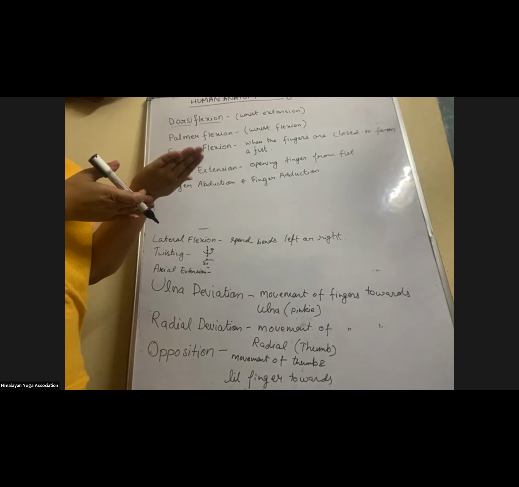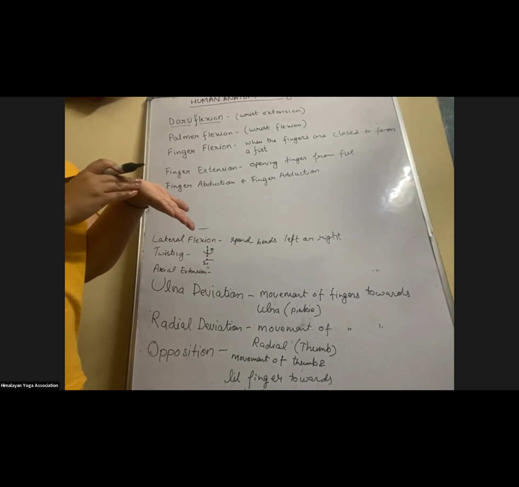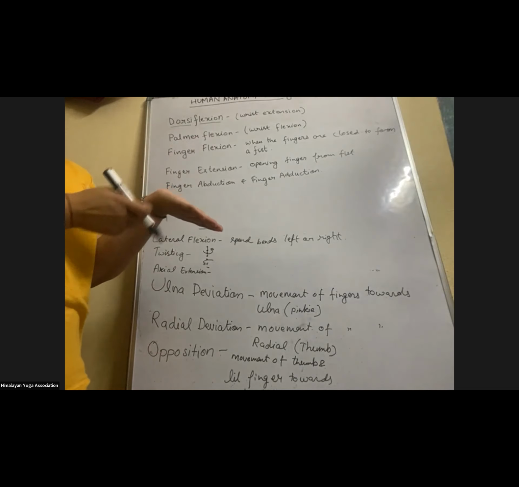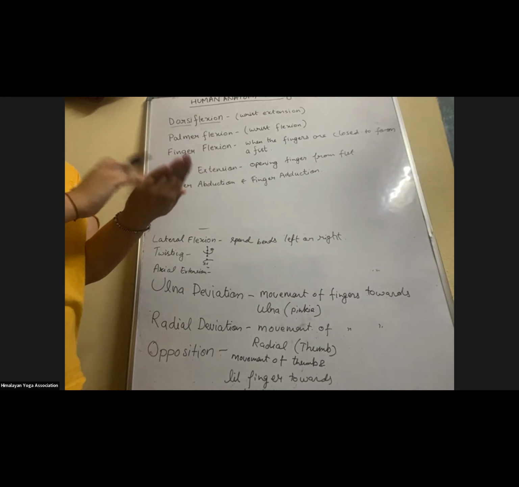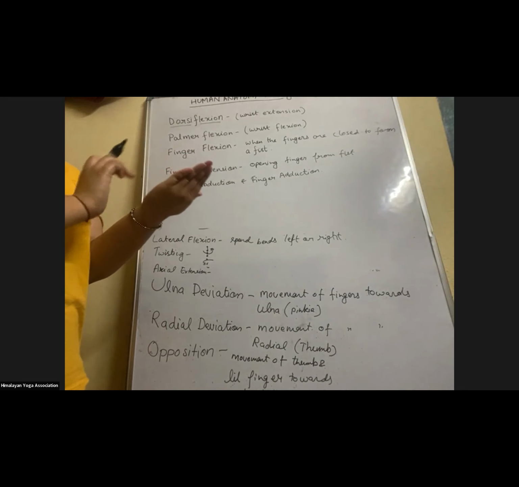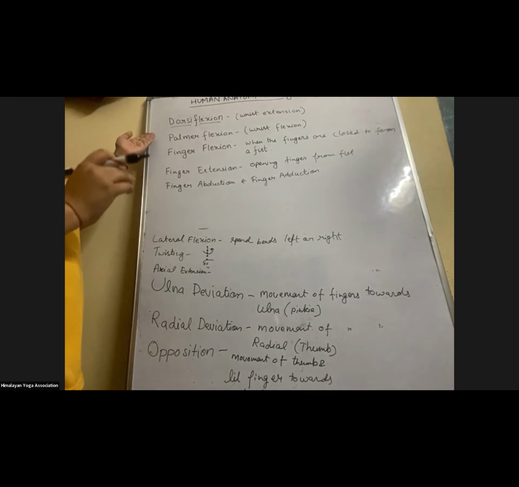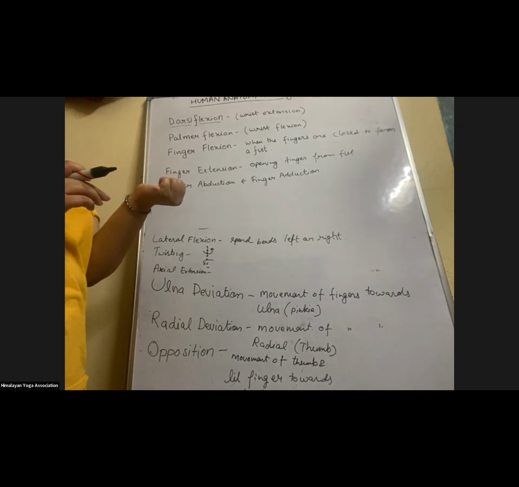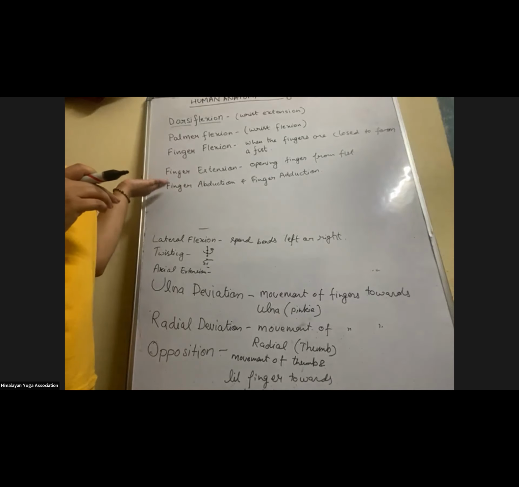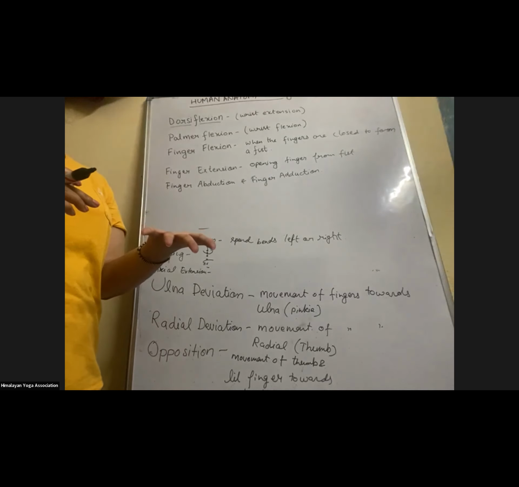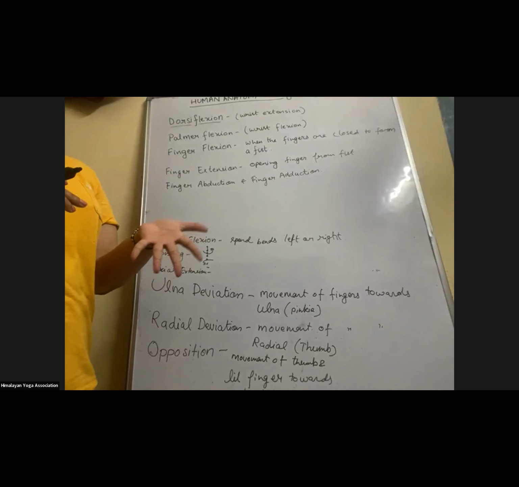So this is dorsal, so dorsiflexion. Flexion we know, reducing the angle. Then this is palmar flexion, reducing the angle here. Finger flexion: flexion is reducing the angle. Then finger extension is increasing the angle. Finger abduction, finger adduction.